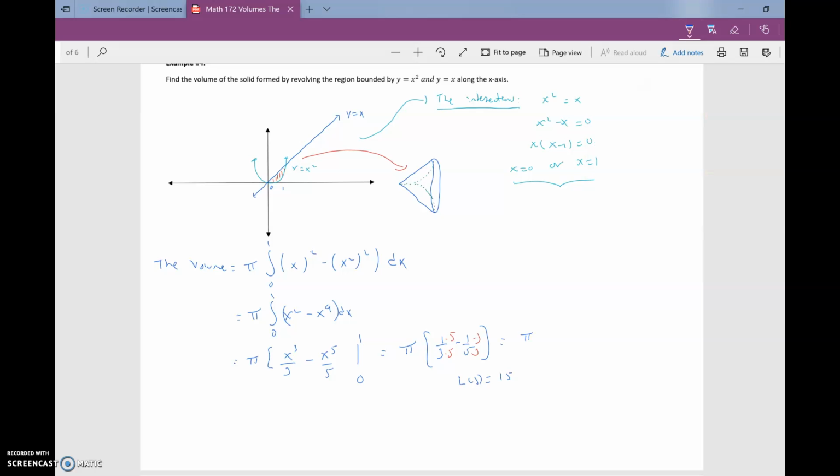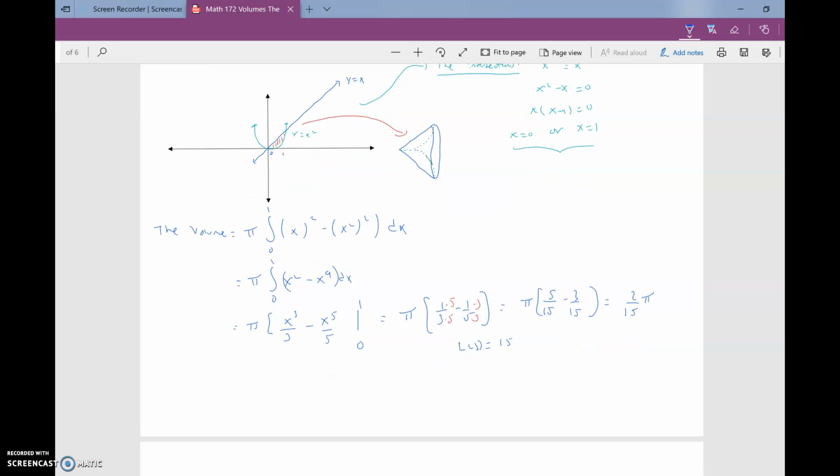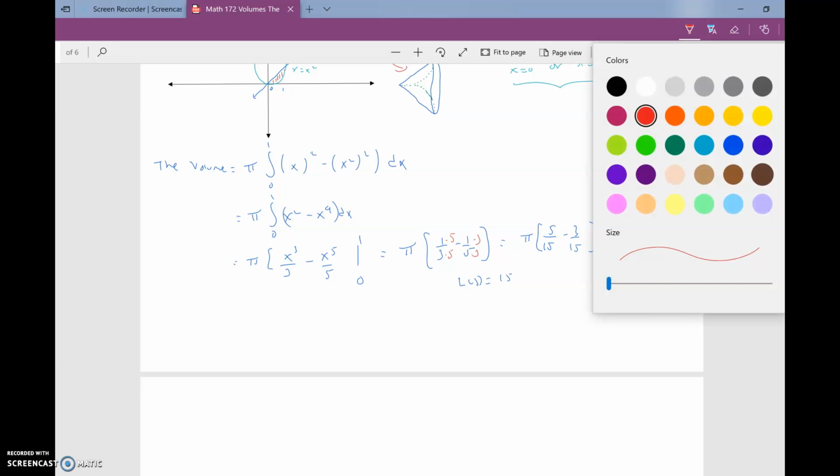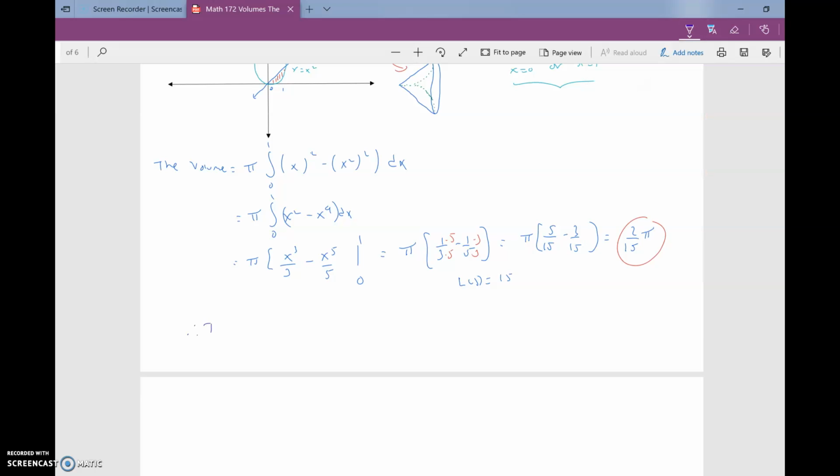So we're going to end up with pi times 5/15 minus 3/15, or this will be 2/15 of pi. That would be the final answer. So total volume is equal to 2/15 pi units to the third power.